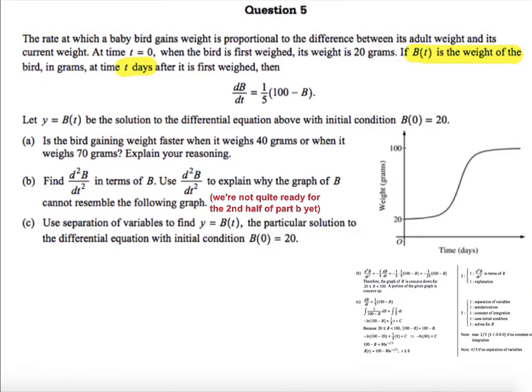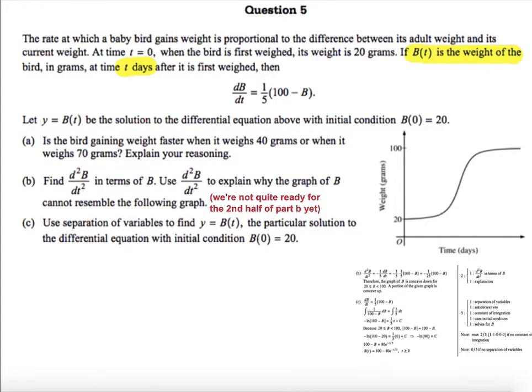We've got B is the weight, t is the time, and that means that dB/dt is the rate of change of the weight. And they tell us that dB/dt is 1/5 times (100 minus B). The 100, by the way, in this case, seems to be the adult weight of the bird. So the rate of change is proportional, it's some constant, times, not the weight itself, but the difference between the bird's adult weight and the current weight. That's what the 100 minus B is.